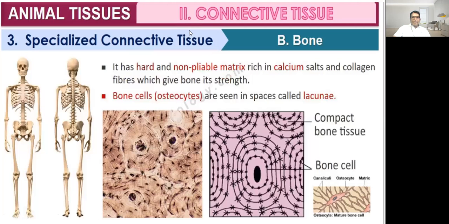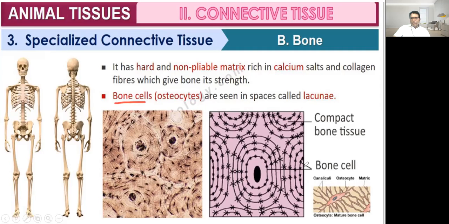Next is what specialized tissue? Bone. It has a hard and non-pliable matrix. Here the matrix is what? Non-pliable, and it is rich in calcium salt and collagen fiber, which give bone its strength.